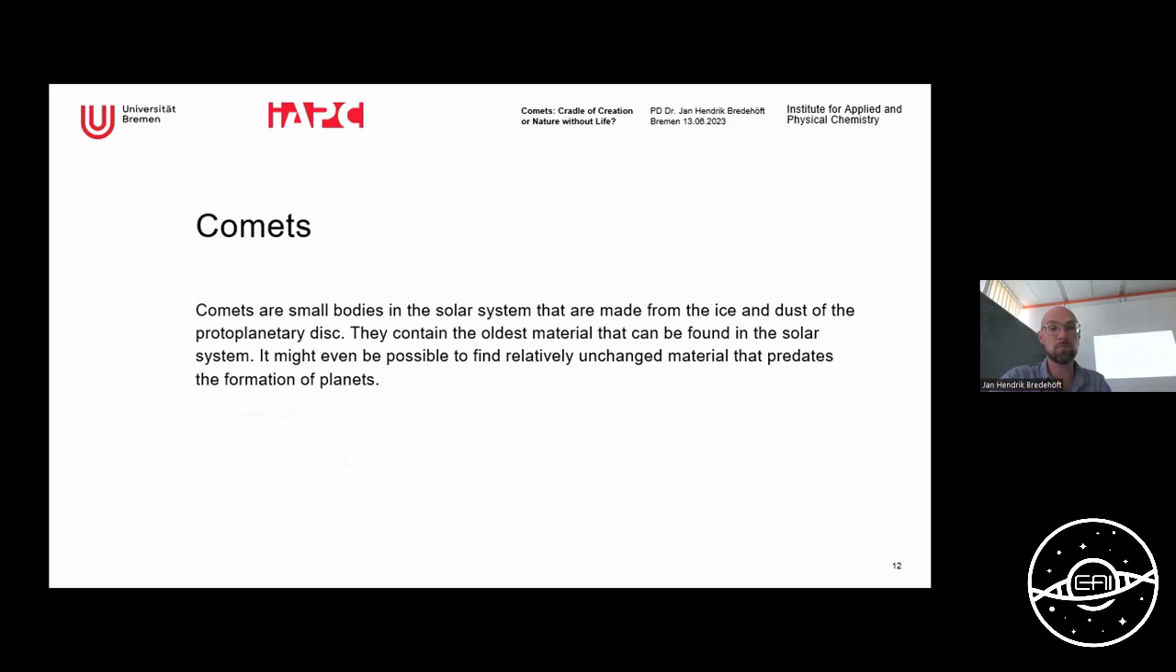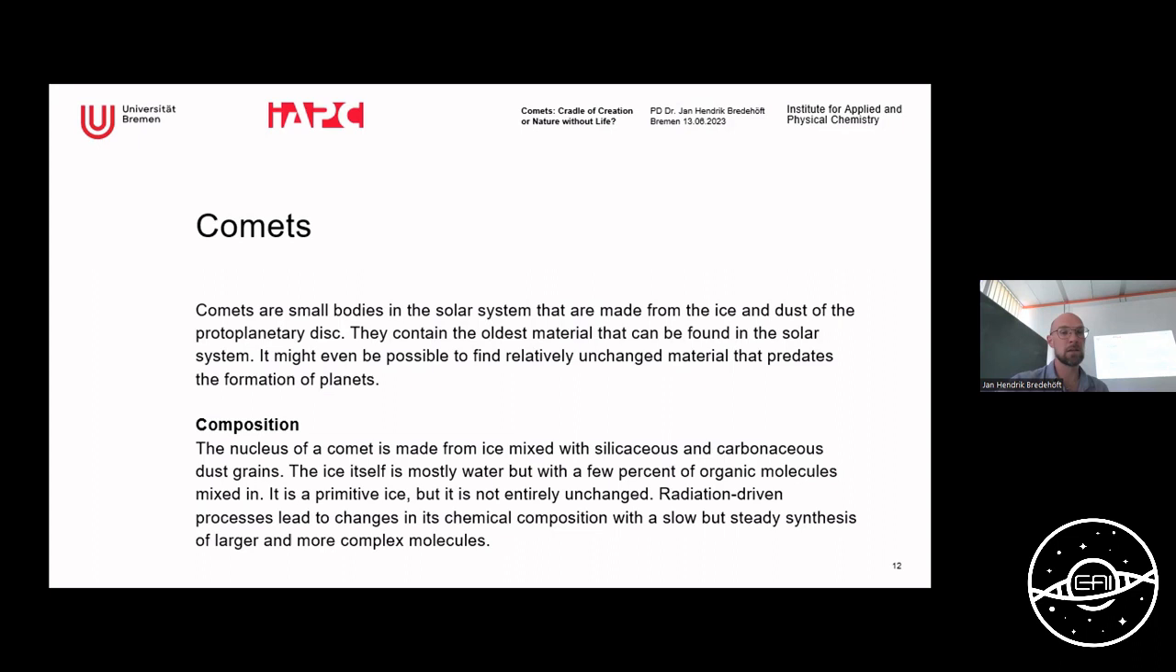So there are pre-solar grains in meteorites as well. And it is thought that the carbonaceous and silicaceous dust that comets contain also predate the solar system. So this is really very, very pristine. And the nucleus of a comet is made from ice mixed with silicaceous and carbonaceous dust grains. And the ice itself is mostly water, but it has a few percent of organic molecules mixed in.